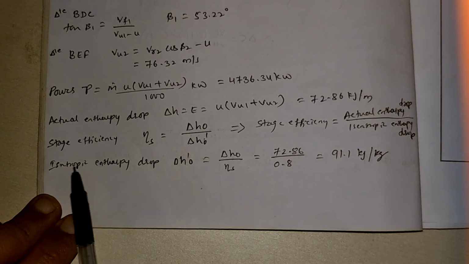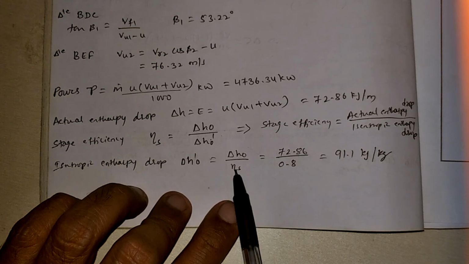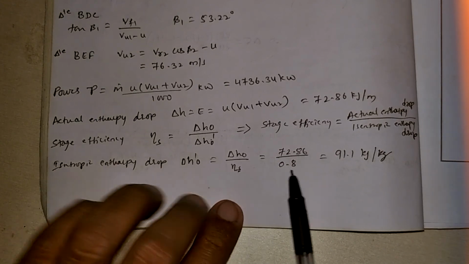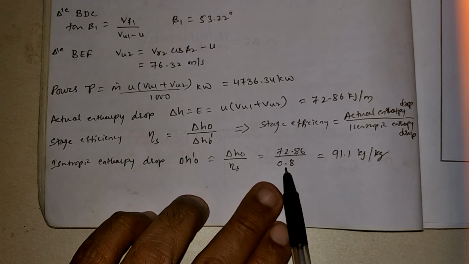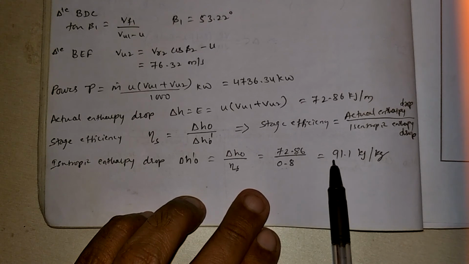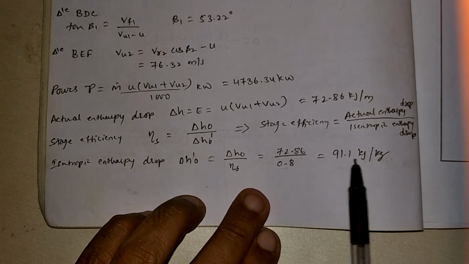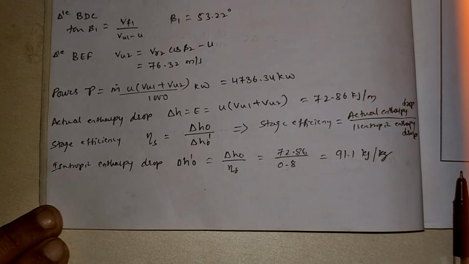So I will rearrange it. Isentropic enthalpy drop is equal to actual enthalpy drop divided by stage efficiency, right? So we have already calculated the actual enthalpy drop, that is 76.86, divided by stage efficiency 0.8. If you do the calculation, you will get 91.1 kilojoules per kg. So this is how you have to solve the problem.